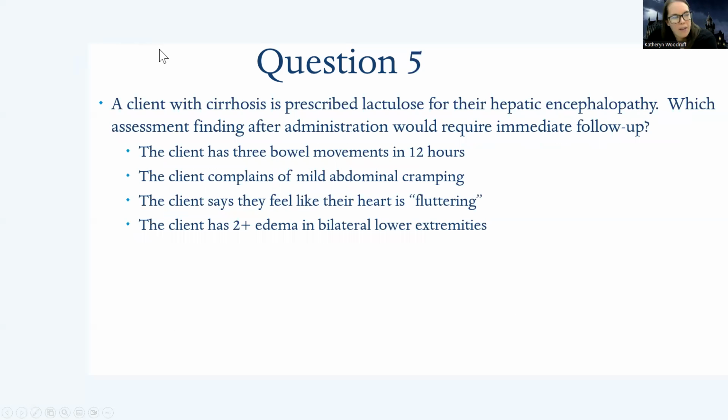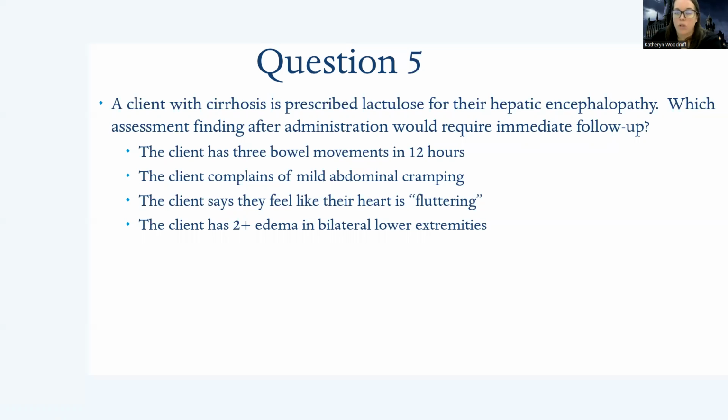So question 5, a client with cirrhosis is prescribed lactulose for their hepatic encephalopathy. Which assessment finding after administration would require immediate follow-up? So we're talking about a medication. This is a medication question. And it's a medication for hepatic encephalopathy.